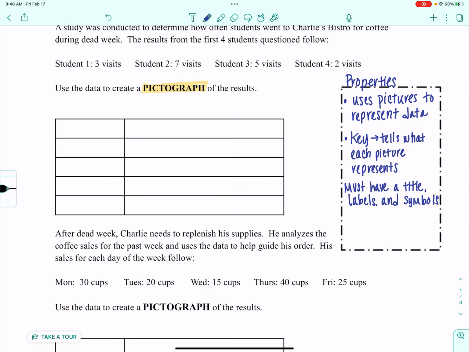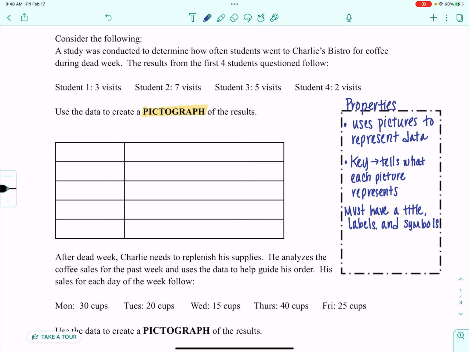Now, I'm a firm believer in the best way to learn how to do something is to just do it. So consider the following study. We are going to conduct a study to determine how often students go to Charlie's Bistro for coffee during dead week. That's the week before finals. The results from the first 4 students questioned follow. So student 1 said they went 3 times. Student 2 said they went 7 times. Student 3 said they went 5 times. Student 4 said they visited 2 times. We are going to use this data to create a pictograph.